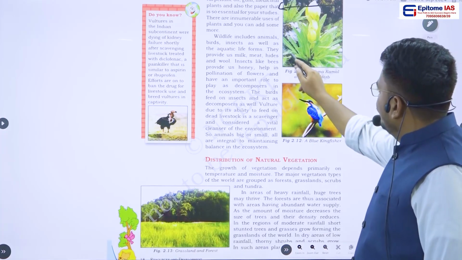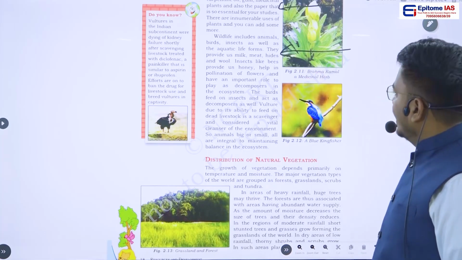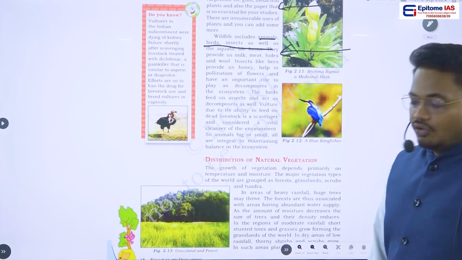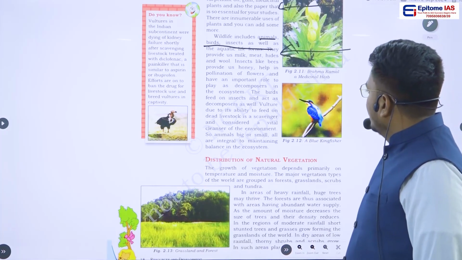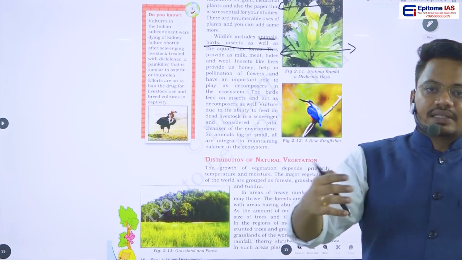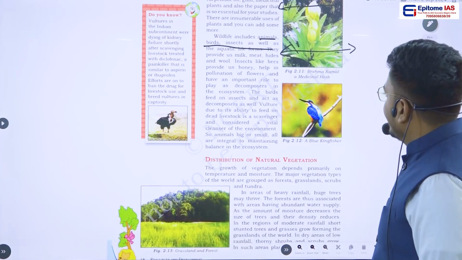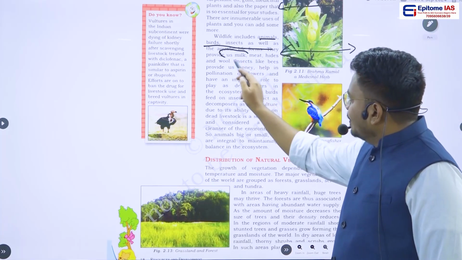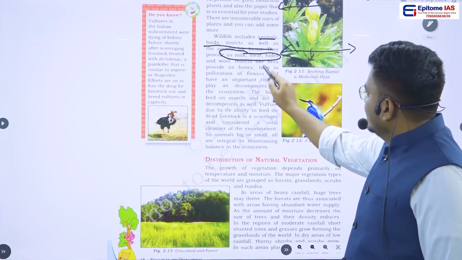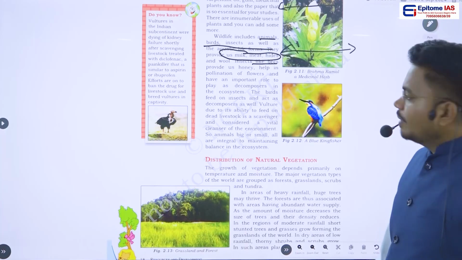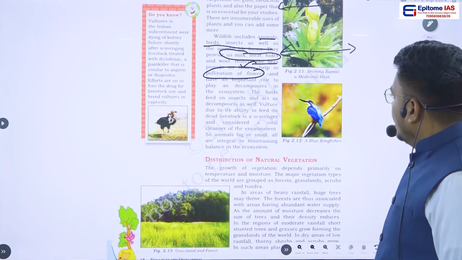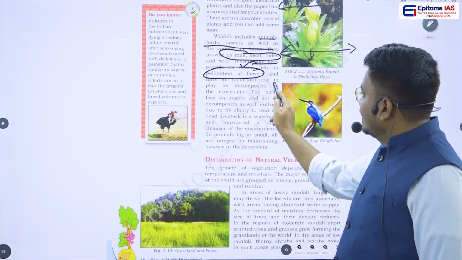And if you see the wildlife included in that ecosystem, you will find animals, birds, insects, as well as aquatic forms of life. And how does this wildlife help the other creatures in the ecosystem? They provide meat, milk, and wool. And if you see insects like the bee, it provides us honey, helps in pollination of flowers, and plays an important role as a decomposer in the ecosystem.